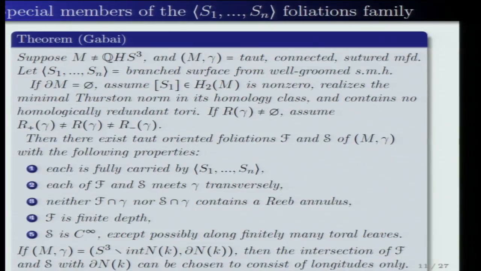And if you're in the particular case that you're a knot complement, then you can choose your foliations so they meet the boundary of the knot just in a fibration by circles. So we would just be meeting in a fibration by longitudes. We would be strongly detecting 0, using the language of Steve Boyer.